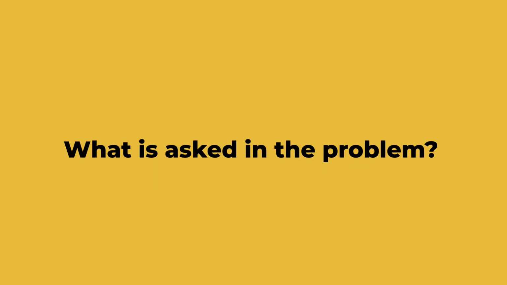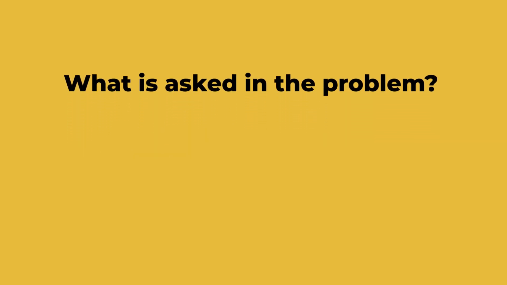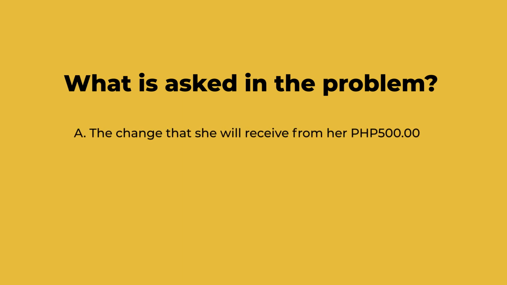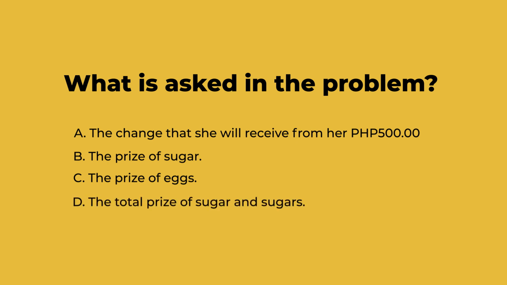Question number 1. What is asked in the problem? A. The change you received from 500 pesos. B. The price of sugar. C. The price of eggs. D. The total cost of sugar and eggs.